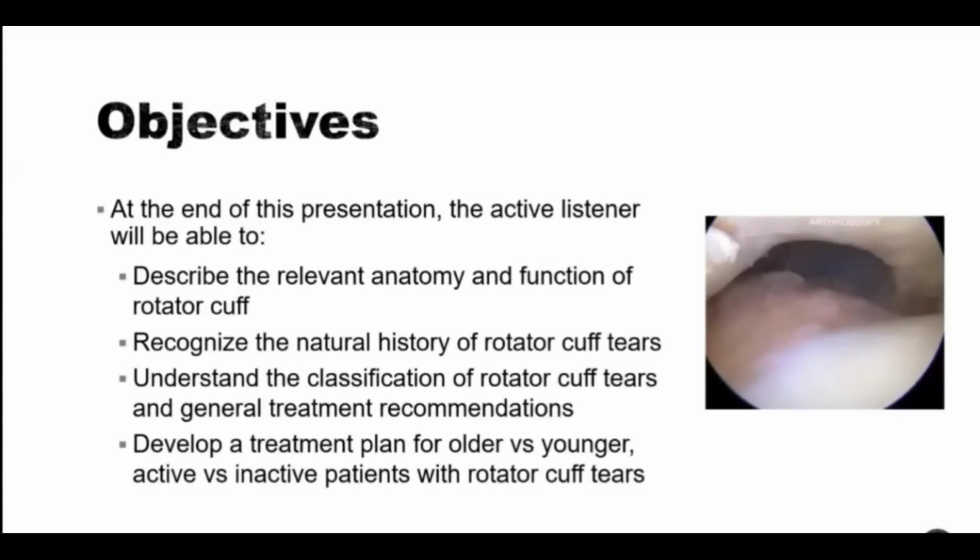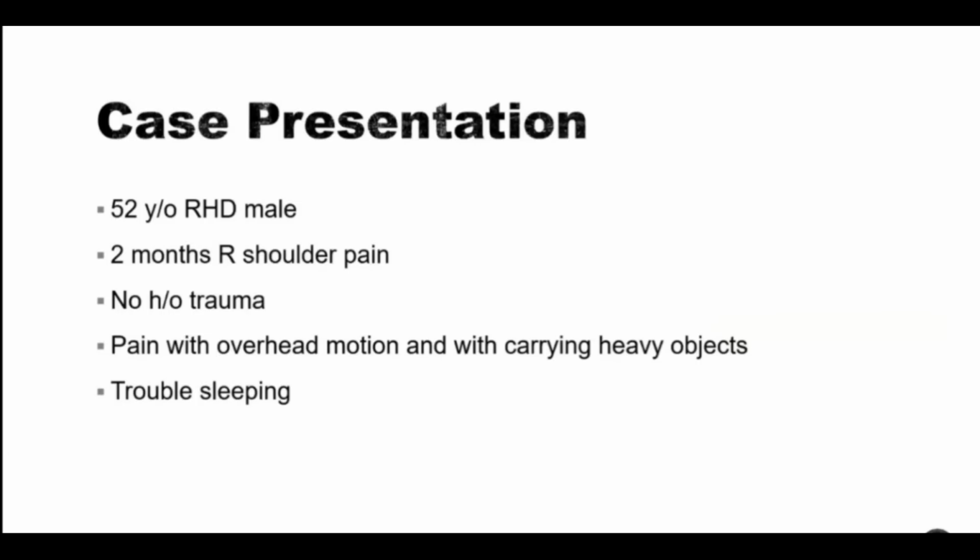So we hope that at the end of this presentation, all of you will be able to describe the relevant anatomy and function of the rotator cuff, recognize the natural history of rotator cuff tears, and understand the classification of rotator cuff tears and our general treatment recommendations and how we make those decisions. We also hope you can develop a treatment plan for older versus younger and active versus inactive patients with rotator cuff tears, because there are certainly differences that you need to take into account.